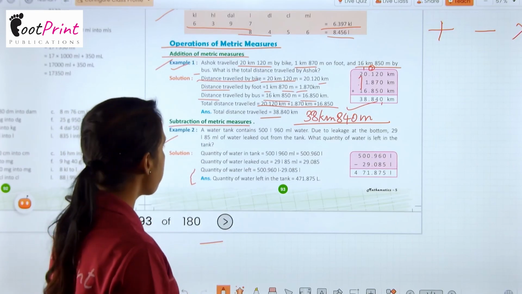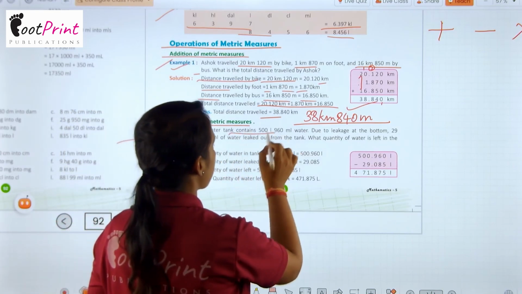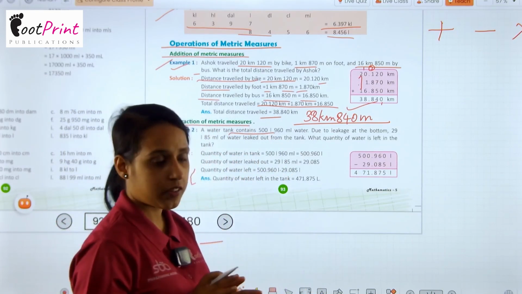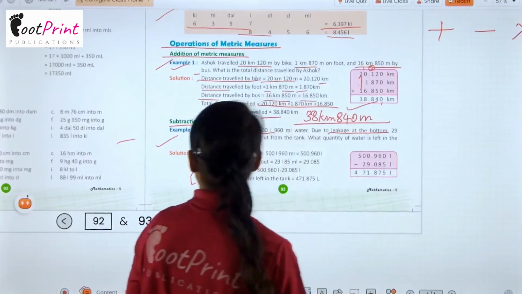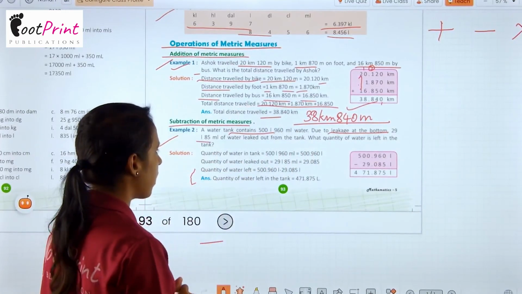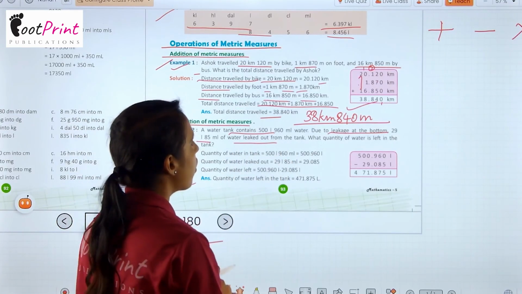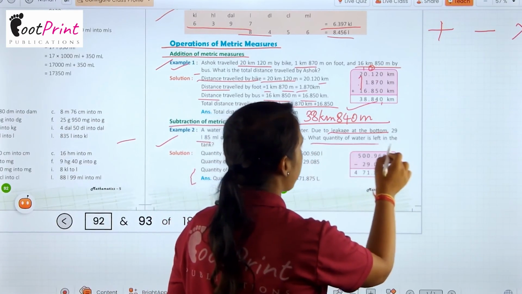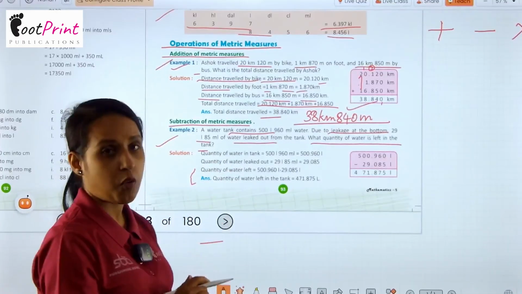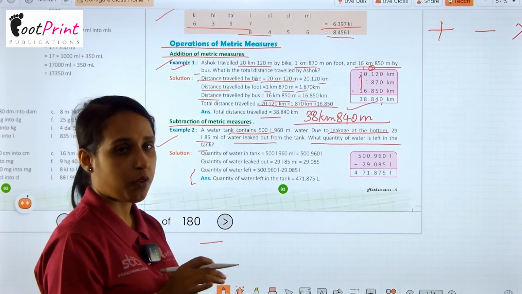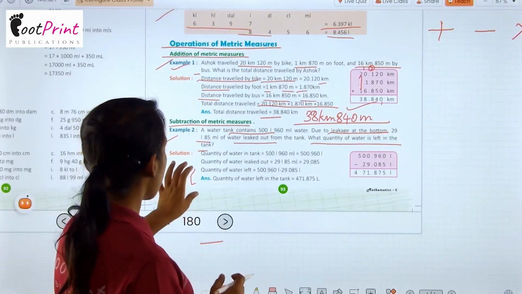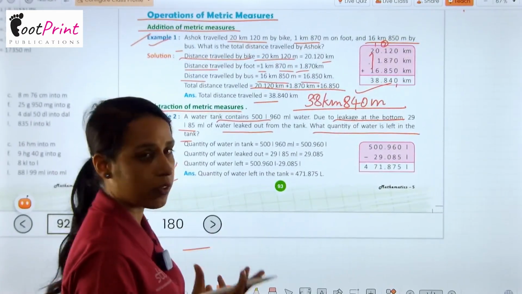Example is given here. A water tank contains 500 liter 960 milliliter water. Due to leakage at the bottom, 29 liter 85 milliliter of water leaked out from the tank. What quantity of water is left in the tank? Now we have to find out what quantity is left. And we know that if we want the left quantity, we have to subtract the given units.